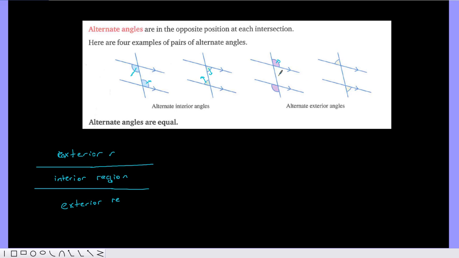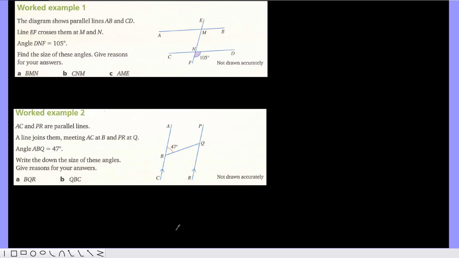These two, they are alternate angles, but they are exterior angles, and these two, they are alternate angles and they are exterior angles. And the last sentence here, which is important: alternate angles are equal to each other. Alternate interior angles or alternate exterior angles, they are equal to each other. We can prove that one, but it is not our subject now. Okay, let's continue with some exercises to understand the subject better.